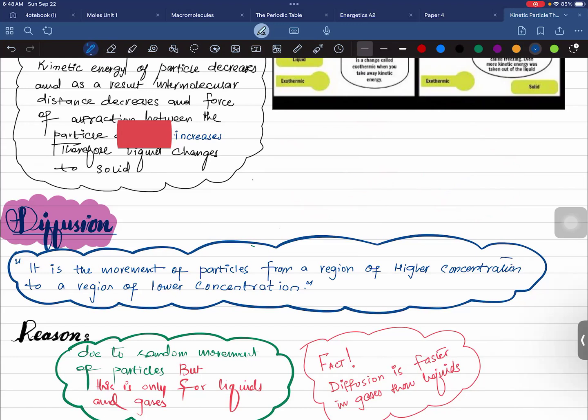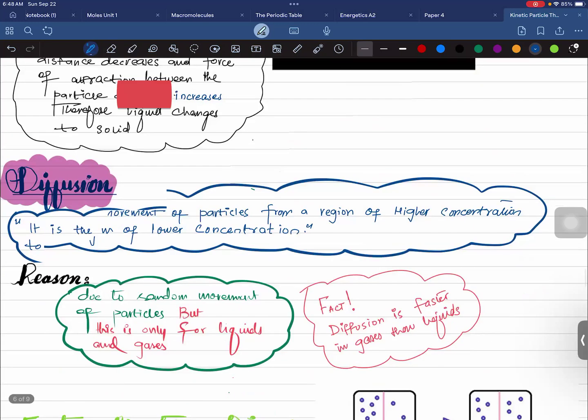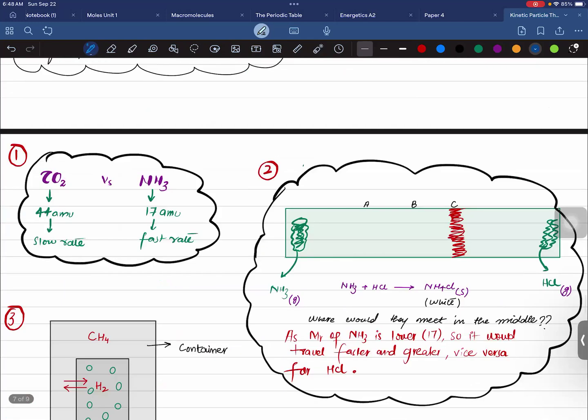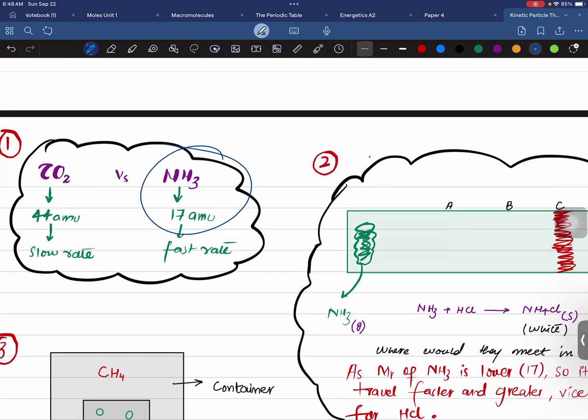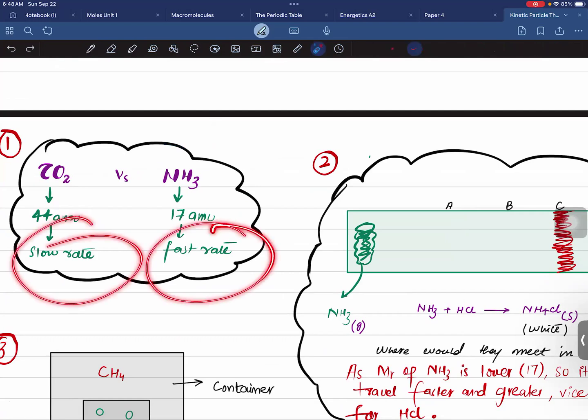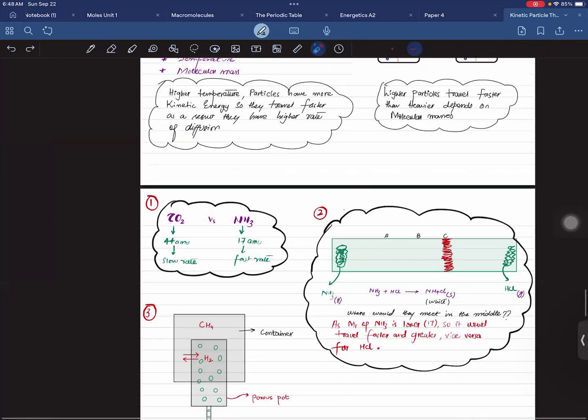Sometimes the examiner would be giving you the molecular masses, and sometimes you would be calculating the molecular mass. For the time being, right now, I'm saying that carbon dioxide is 44 and ammonia is 17. So ultimately, I can say that ammonia would have a faster rate and carbon dioxide would have a slower rate. It's due to the difference in molecular mass, exactly.